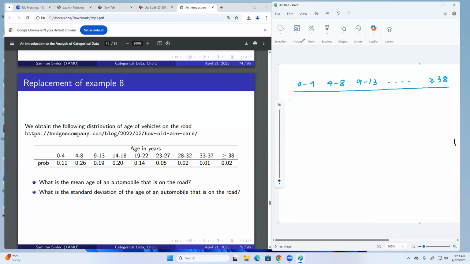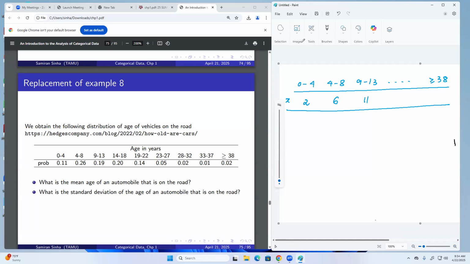So first I calculate the midpoint of every age group. Midpoint of 0 to 4 years is 2. Between 4 and 8, it is 6. Between 9 to 13, it is 11. And so on and so forth.